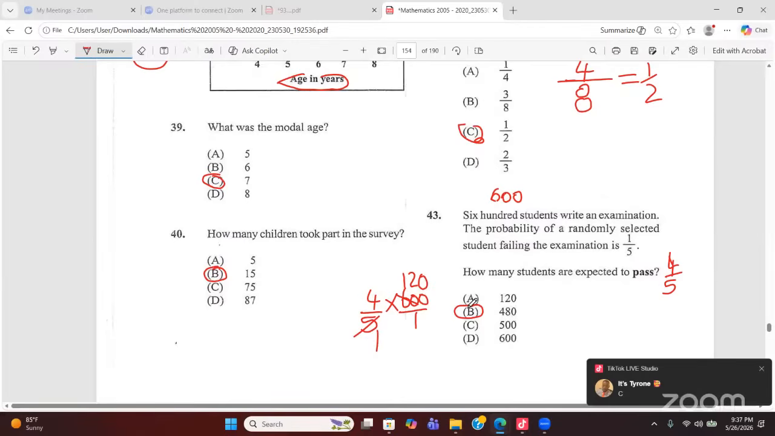So to get your answer now, Josh, minus that from the 600. Because what you find is fail. The question wants pass. So I just use the pass probability. That's why I said if 1/5 fail, 4/5 pass. So you can just go straight to your answer if you want. But be careful, how many students are expected to pass? So don't let them trick you. Fail is 1/5, Joshua, and they want pass. So you have to subtract that from.